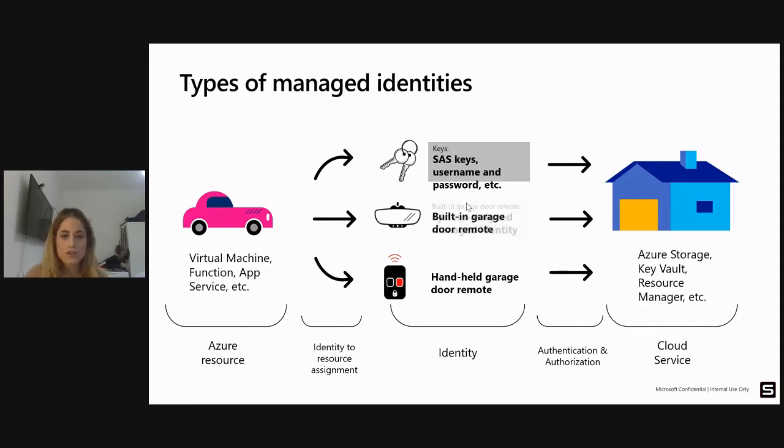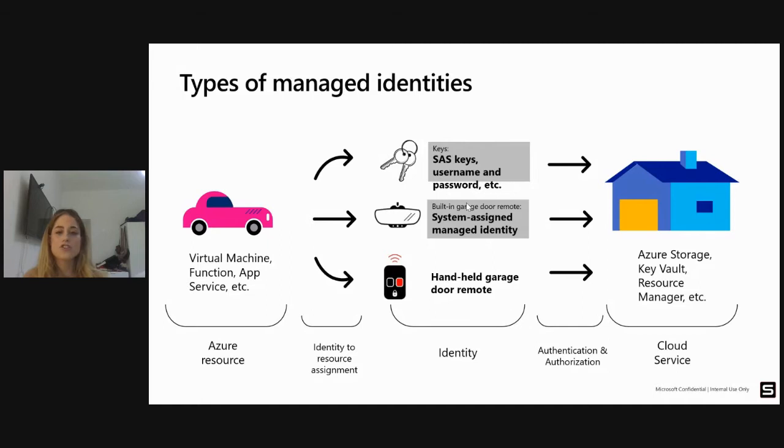The second option, system-assigned managed identities, is like a built-in garage door remote. Someone cannot actually steal the keys because you don't have keys to your house. You have a garage door remote, which is in your car, so someone needs to steal your car, and then he will be able to use those keys to get into the garage, which are in the car.